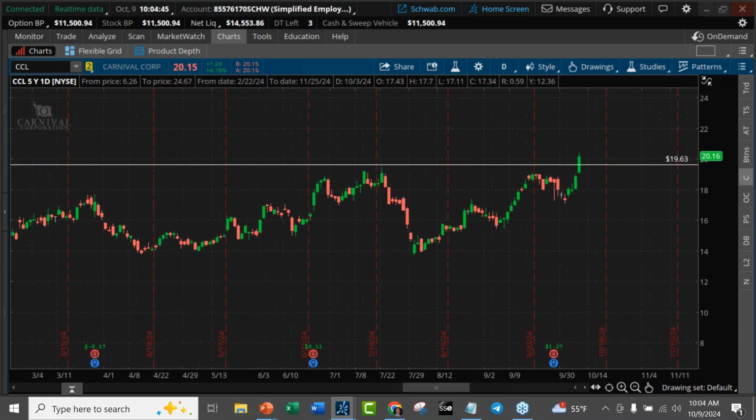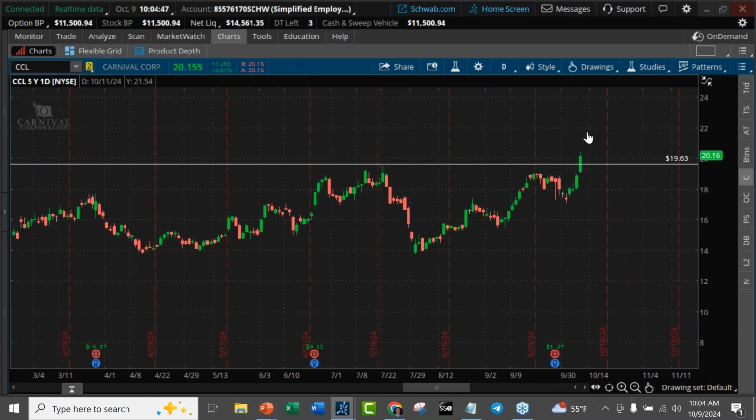So what I want to see, again, I'm not going to take the first break. I want to see it go up, come back, and that level now becomes support and it goes up again. I'll be in for that, okay? I just think that's a higher probability. When you get a breakout, there's typically a pullback. So I just want to see that play out.